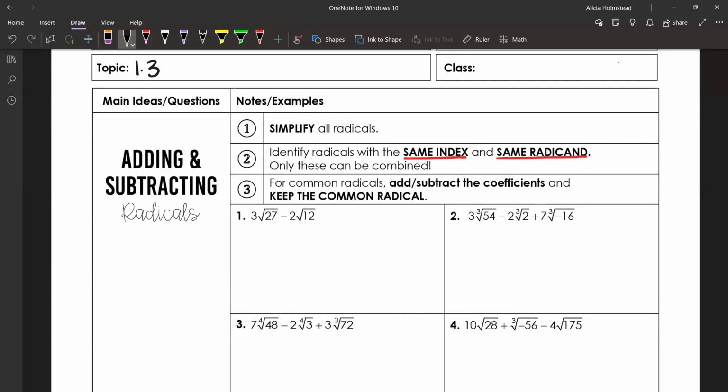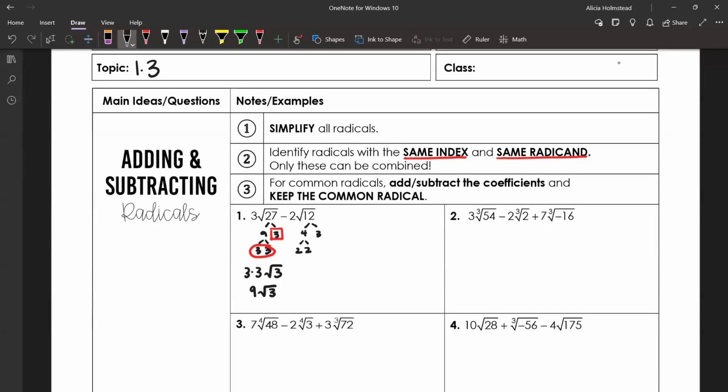So the first step is to simplify the radicals. I'm going to do that with our factor trees that we were using last time. So 27 breaks down into 9 and 3. 9 is 3 and 3. Our index is 2, so we'll do groups of 2. 1, 3 left over. So this is going to become 3 times 3 square root of 3, which is 9 square root of 3. This other one, 12, breaks down into 4 and 3.